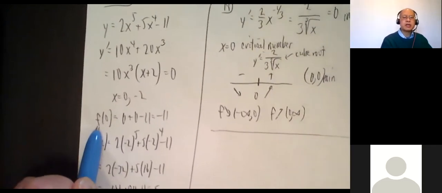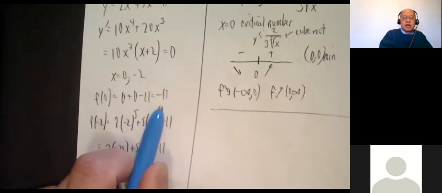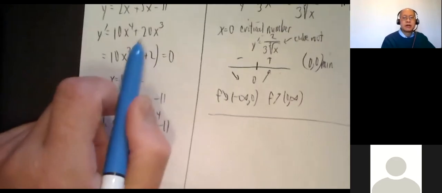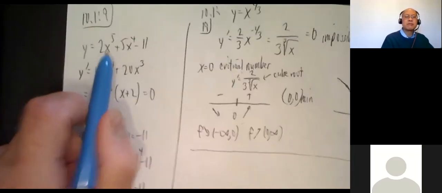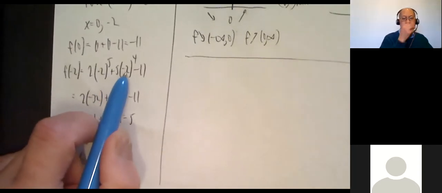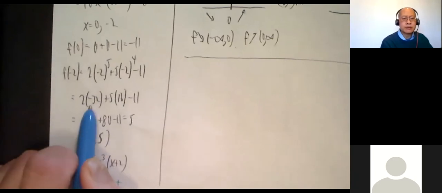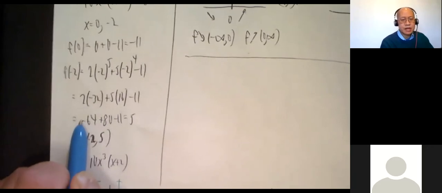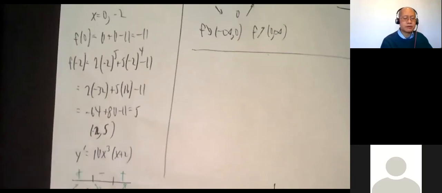Okay, to find critical points, plug in. What do you get when you plug in 0? 0 plus 0 minus 11, negative 11. Negative 2 is a little bit harder. Put negative 2 right there and negative 2 right there. 2 times negative 2 to the 5th power plus 5 times negative 2 to the 4th power minus 11. 2 times negative 32 plus 5 times 16 minus 11. Negative 64 plus 80 minus 11. You can take my word for it. It's 5. Negative 2, 5.